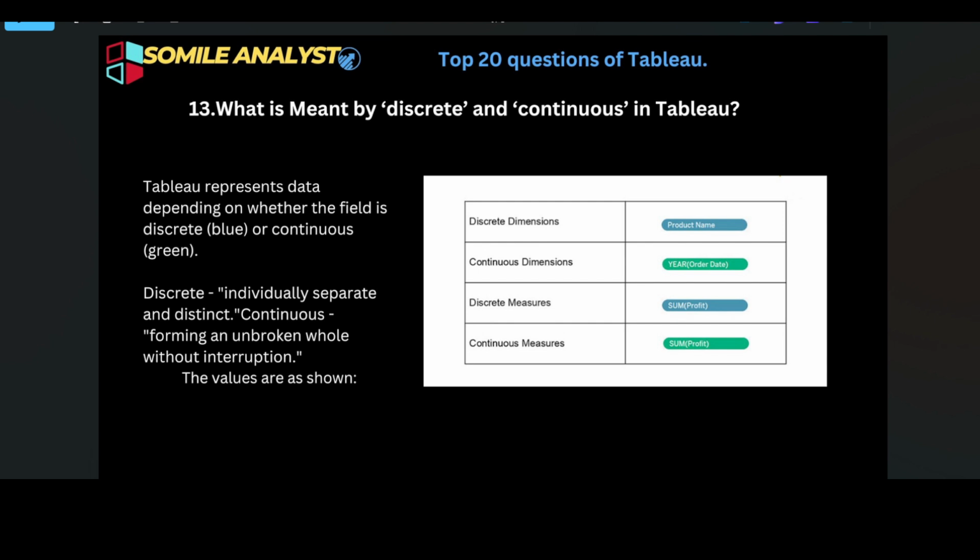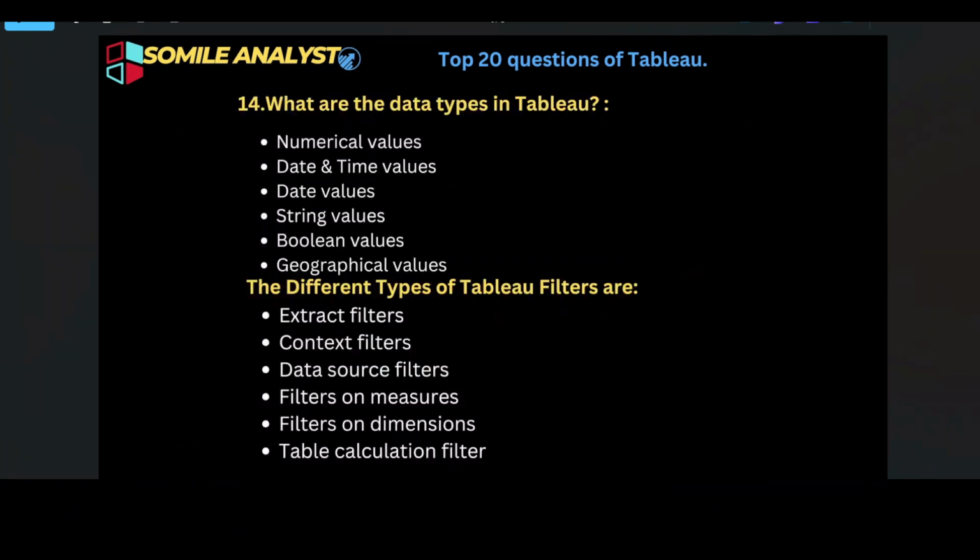Discrete: individually separate and distinct. Continuous: forming an unbroken whole without interruption. The next question is, what are the data types in Tableau? Numerical values, date and time values, date values, string values, Boolean values, geographical values.